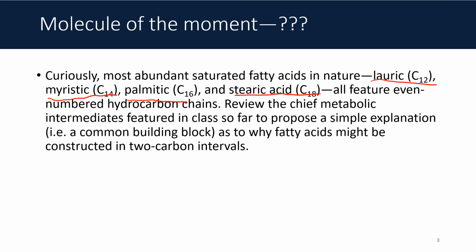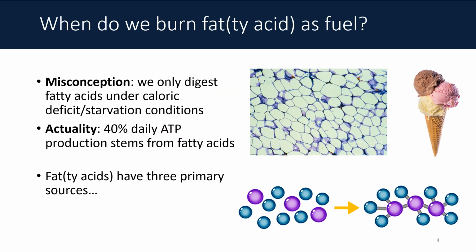I want you to review the chief metabolic intermediates featured in class so far and propose a simple explanation, such as a common building block between all these compounds. And maybe once you do that, you'll be able to infer why fatty acids are constructed or broken down in 2-carbon intervals. Fatty acid catabolism, as you gleaned, is all about converting fats into energy, ATP.